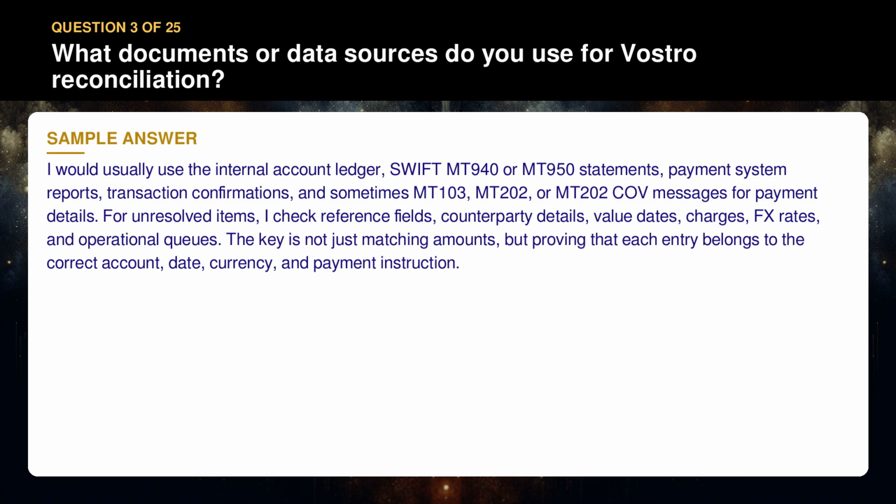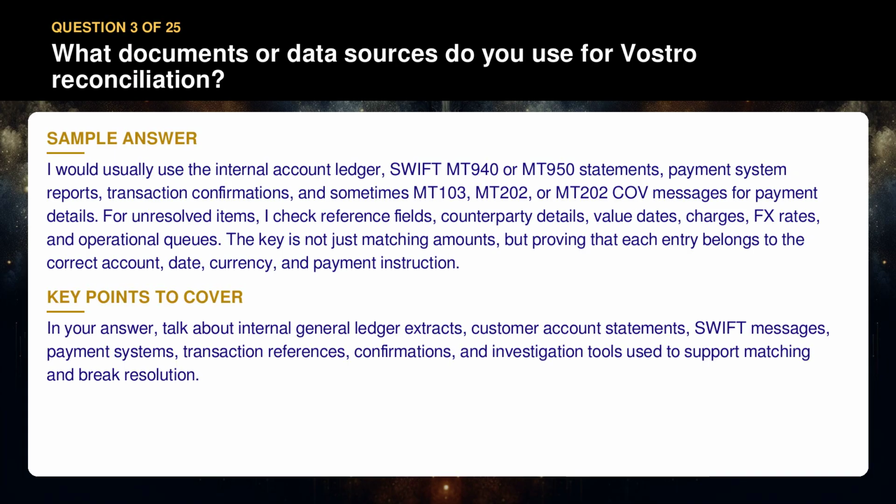For unresolved items, I check reference fields, counterparty details, value dates, charges, FX rates, and operational queues. The key is not just matching amounts, but proving that each entry belongs to the correct account, date, currency, and payment instruction. In your answer, talk about internal general ledger extracts, customer account statements, SWIFT messages, payment systems, transaction references, confirmations, and investigation tools used to support matching and break resolution.